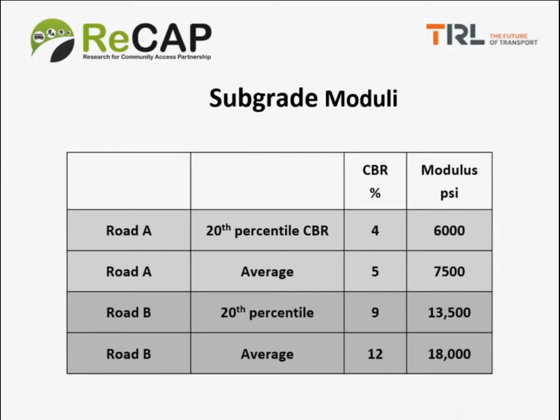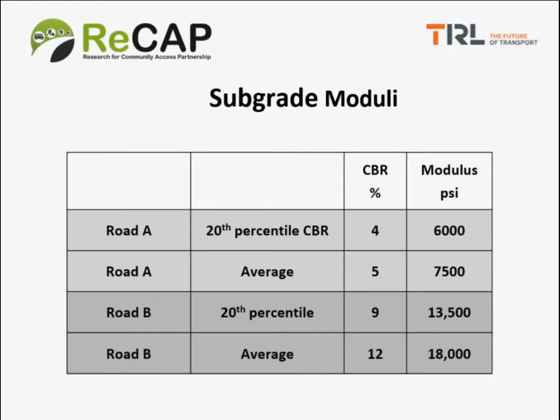Road A, the 20th percentile CBR is 4. The average CBR is 5. And we have to convert those, if you remember, into modulus values. Again, remembering that the Ashtone design equation is based on imperial units, not metric units, and so the modulus has to be in terms of pounds per square inch. And if you remember the notes we gave before, the value of the modulus is 1,500 times the CBR approximately. So that's where those modulus values have come from.